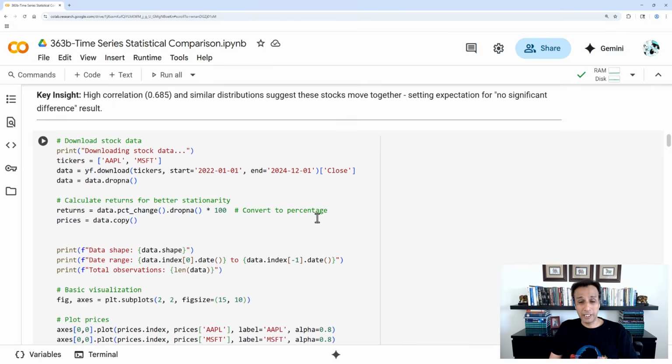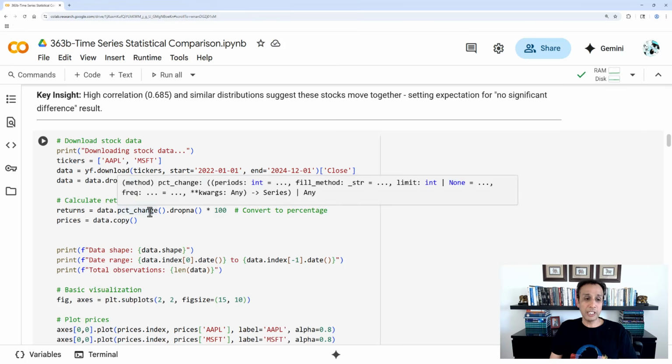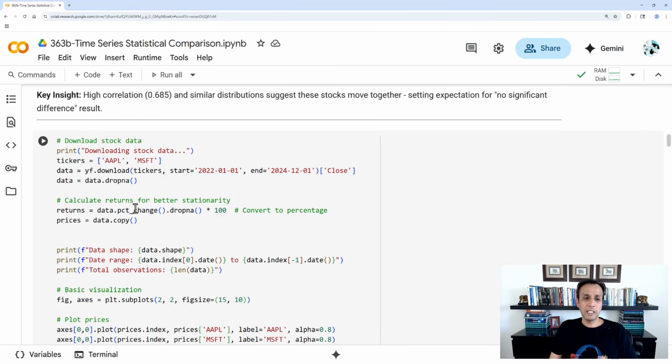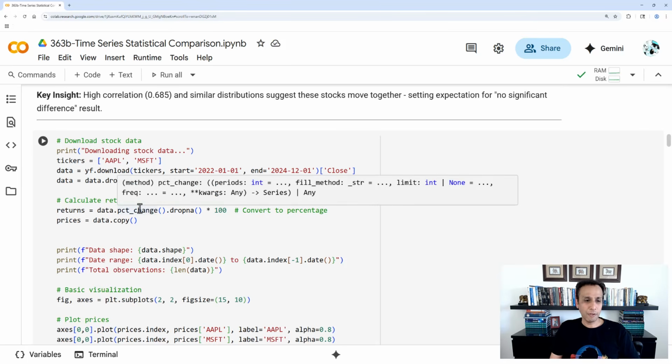Of course, that's what makes sense: at the end of the day, what's the stock price? And then I'm converting that into a percentage change compared to the previous day, right? So this is our return percentage values, and this is what we are actually using from now on.